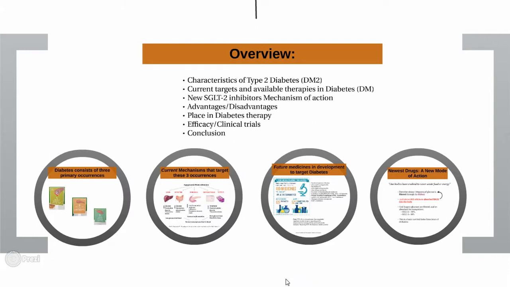So first of all, let's go over some of the overview of what we're going to be talking about. I'm going to go through some of the characteristics of type 2 diabetes, and some of the current things that we have available to treat diabetes. I'm sure you guys are all aware of those. Not only am I going to go through the current therapies, but I'm going to go through the future therapies that are in the pipeline. And then we'll talk about the newly approved diabetes medications, which this presentation is about, and some of their advantages, disadvantages, and some of the raw data pertaining to those medications.